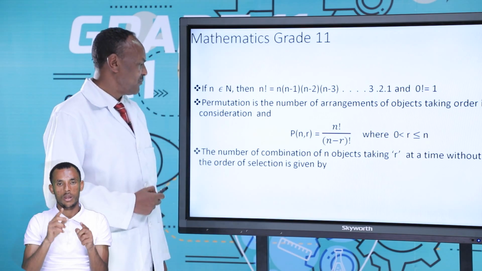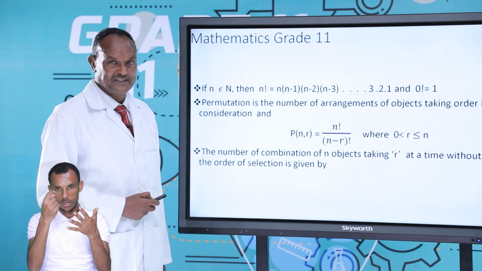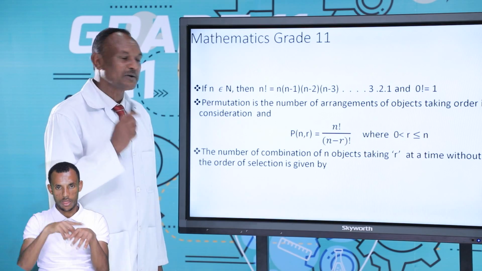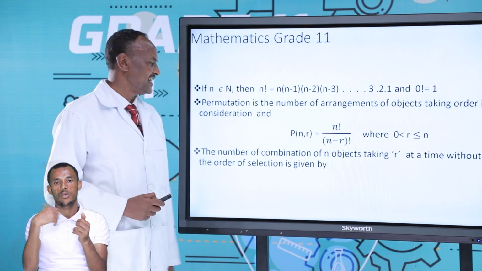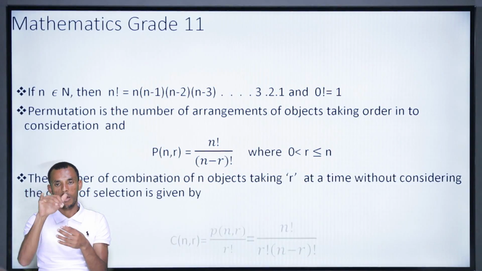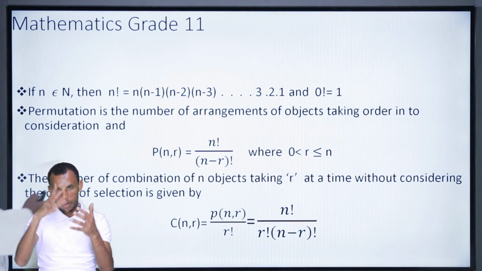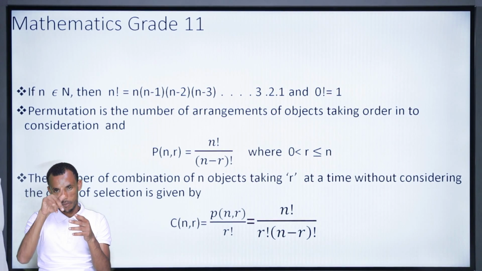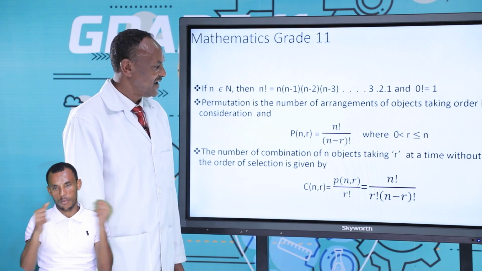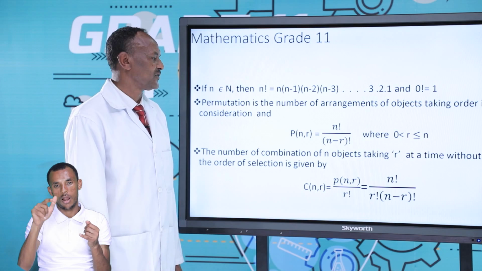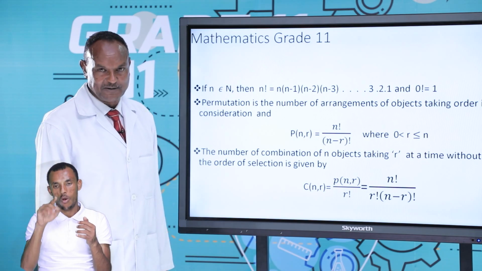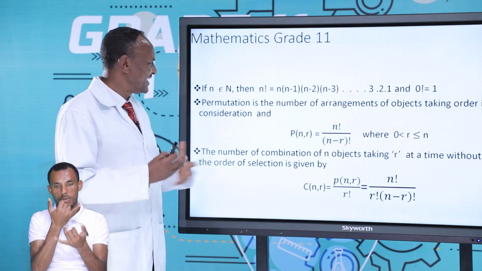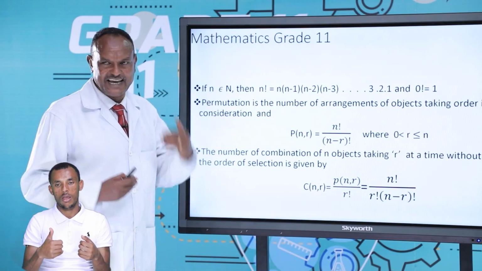When you are coming to combinations, the number of combinations of n objects taking r at a time without considering the order of selection is given by the combination of n comma r, which is the permutation of n comma r divided by r factorial, equal to n factorial over r factorial times n minus r factorial. Most students make a mistake in identifying permutations and combinations.